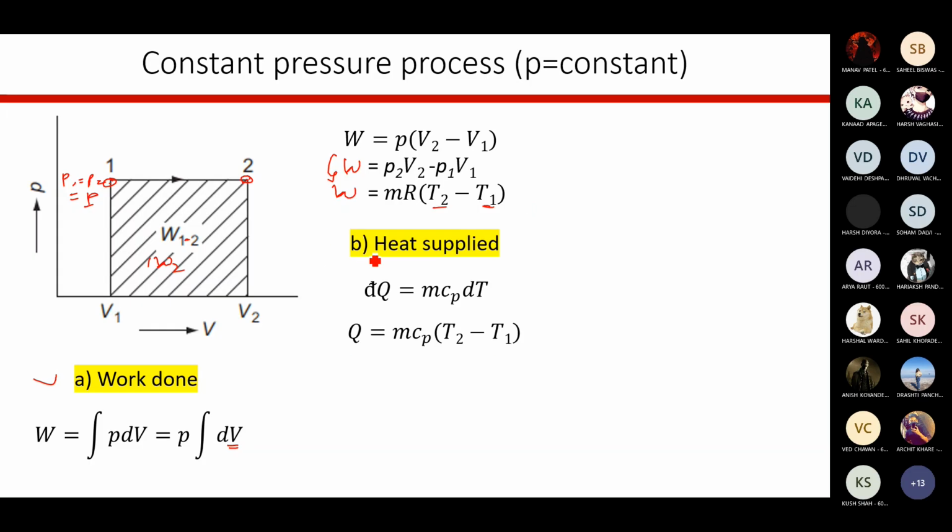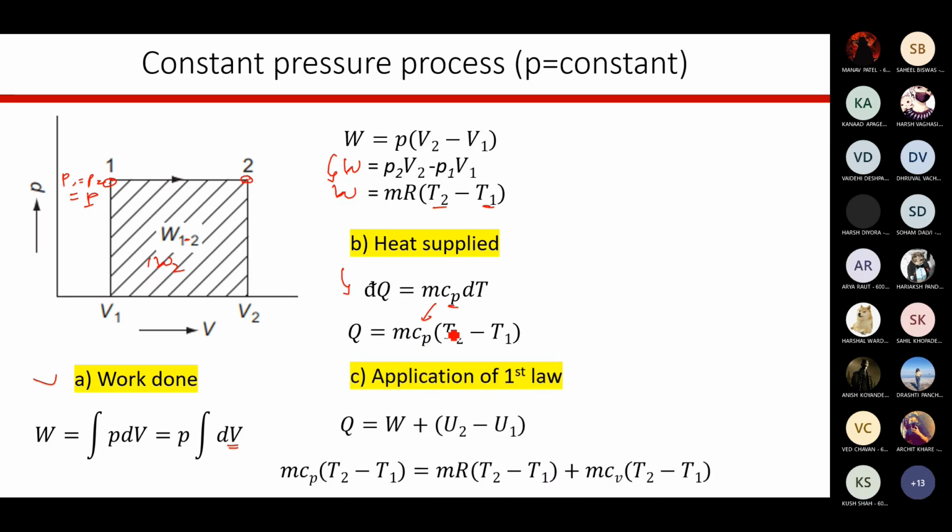Now the second step, find out the heat supplied. So I am writing the equation in differential form. dQ (đQ) is m Cp dT. Heat is supplied at constant pressure, so this is kept as it is, m Cp. If you integrate this, you will get this expression. Q is m Cp (T2 minus T1), right?